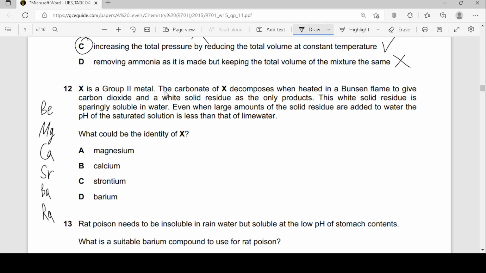So yeah. Anyway. The carbonate of X decomposes when heated in a Bunsen flame to give carbon dioxide and a white solid residue as the only products. Very interesting.